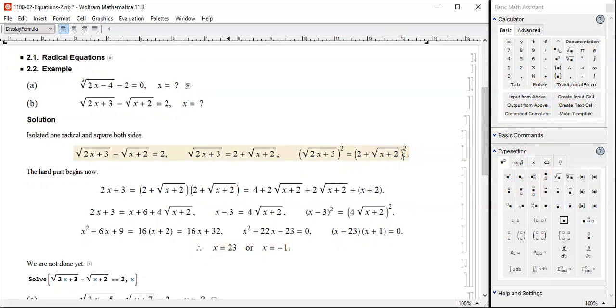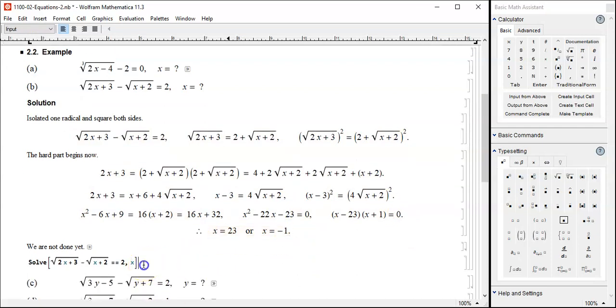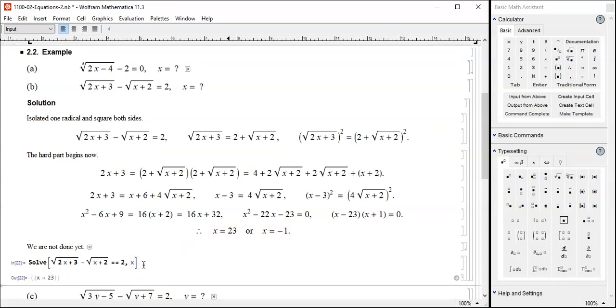The manipulation is difficult, but still, the hard part is just beginning. And then indeed we got that. Let's check the answer. I got my mathematical command here, and let me use a computer algebra system to check what the solution is. And we have x equals 23, all right. But x equals -1 is not in there.